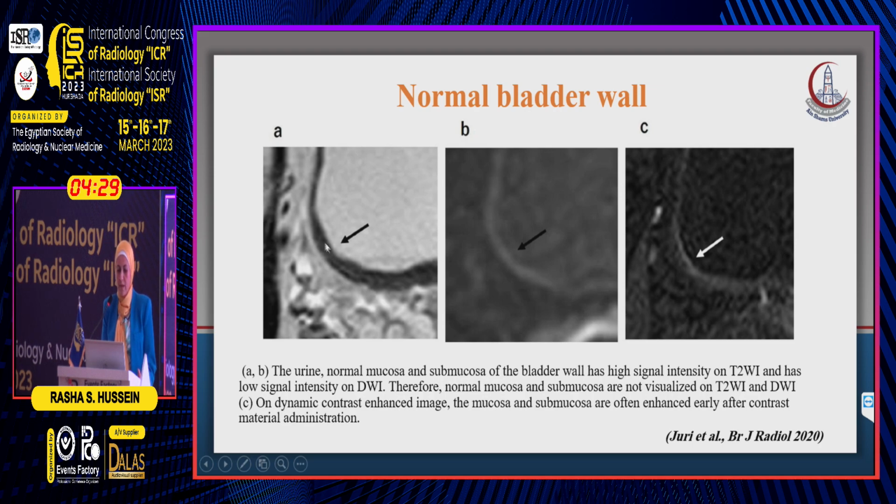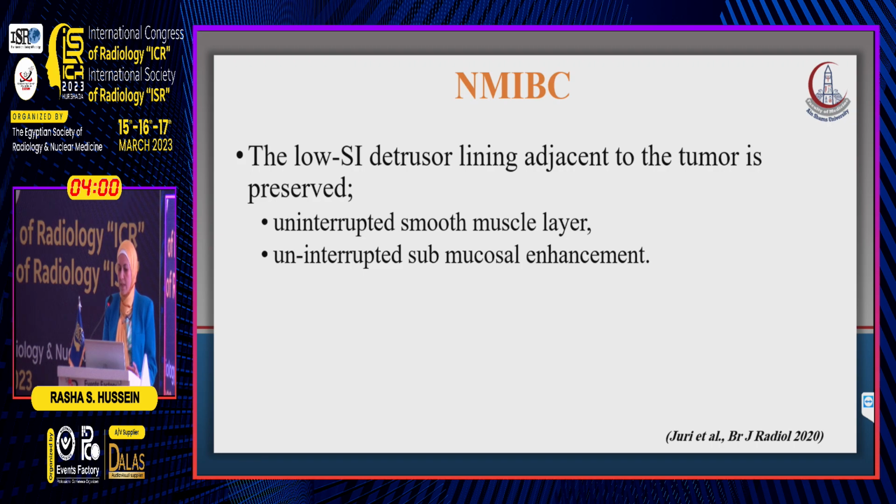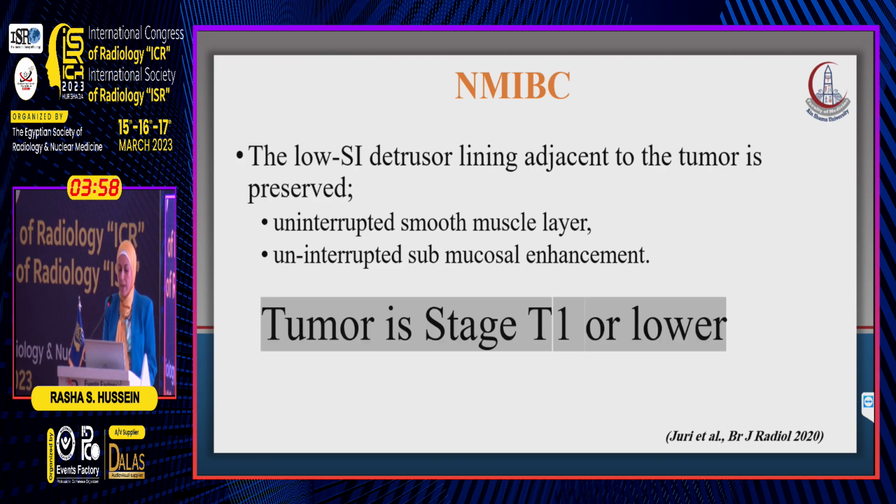This is the T2 weighted image showing that the muscle layer appears as a dark signal on the T2, while on the diffusion, the muscle layer appears intermediate on the DWI. On the DCE, the mucosal enhancement is only visualized on the early DCE, while the muscle layer is showing just delayed enhancement. So how to evaluate non-muscle invasive bladder cancer? With the disruption of the low signal intensity of the detrusor muscle layer? This is a non-muscle invasive bladder cancer.